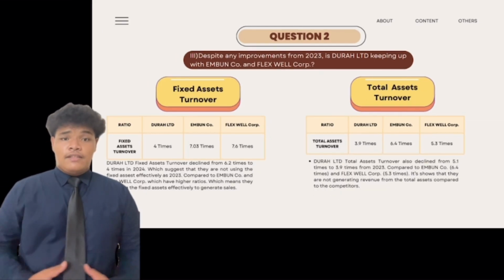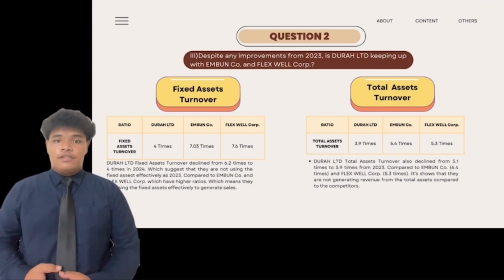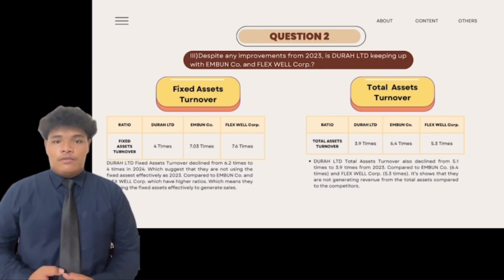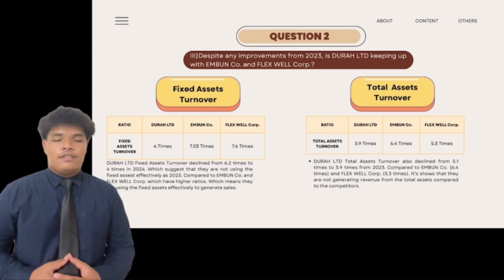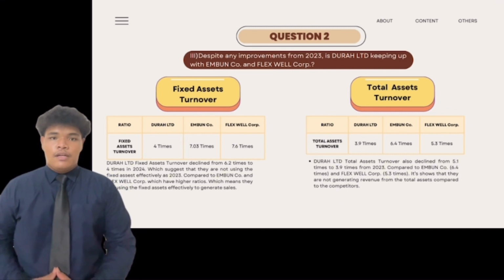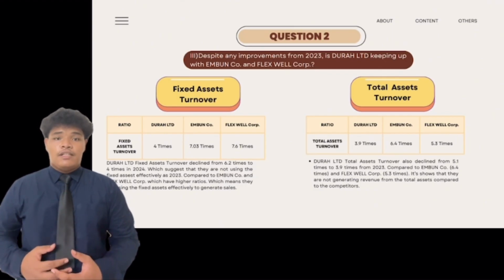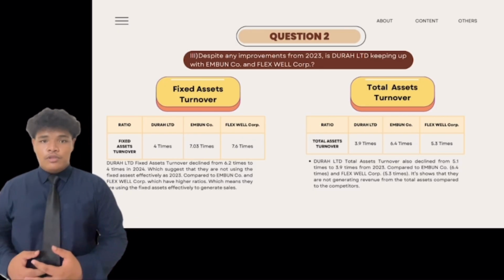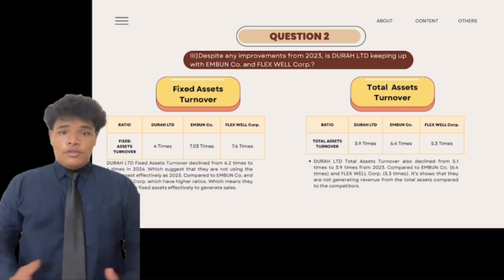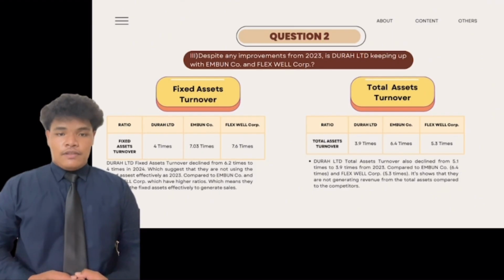Dura Ltd's fixed asset turnover dropped from 6.2 to 4 times in 2024. In contrast, competitors are achieving over 7 times, suggesting that Dura Ltd is not using its fixed assets as efficiently. And lastly, total asset turnover. This also declined from 9.1 to 3.9 times, indicating lower revenue generation from total assets compared to Ambon and Flexwell. And to conclude, Dura Ltd is not keeping up with its competitors and must address these inefficiencies to remain competitive.